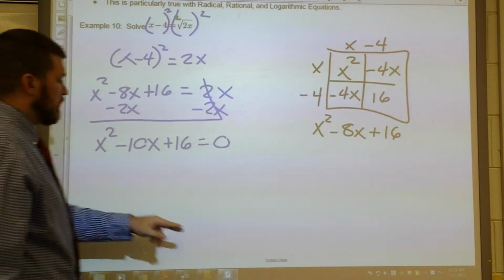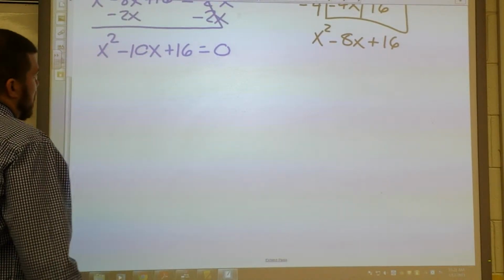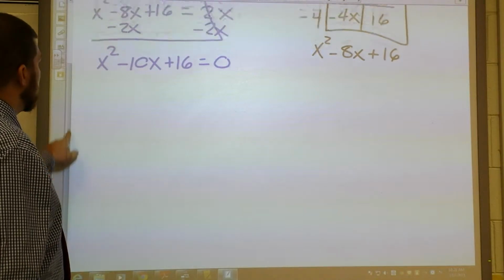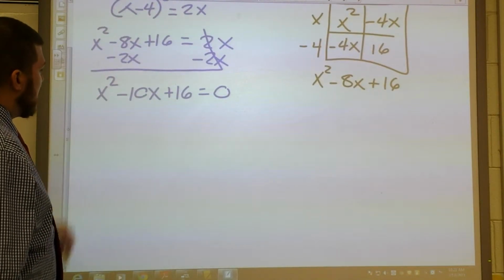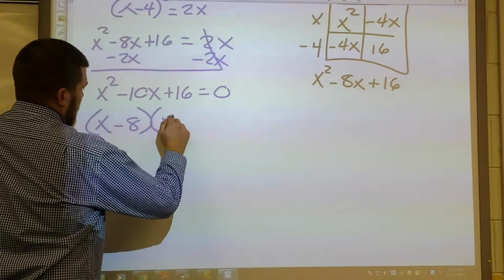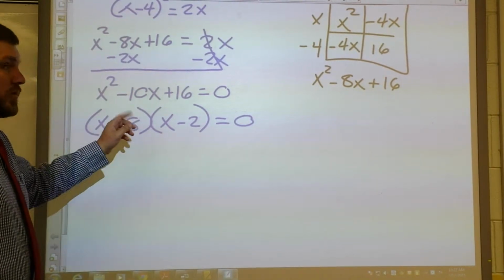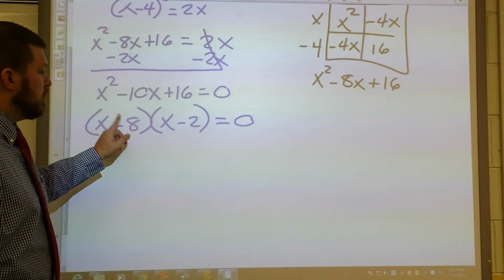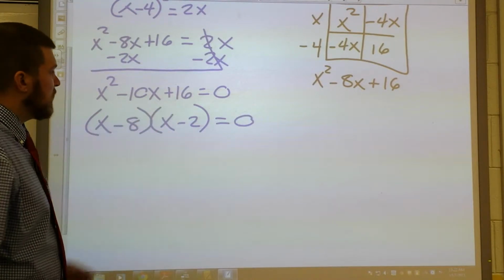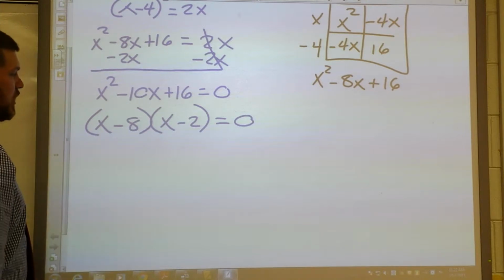Okay, so I'm looking for factors of positive 16 that'll add up to negative 10. So how about x minus 8 and x minus 2? And that's still going to be equal to 0. I need to double check, make sure I pick the right numbers. First off, I'm going to multiply negative 8 and negative 2, which is positive 16, so that works. And then I'm going to add negative 8 and negative 2, which is negative 10. So that's my double check.